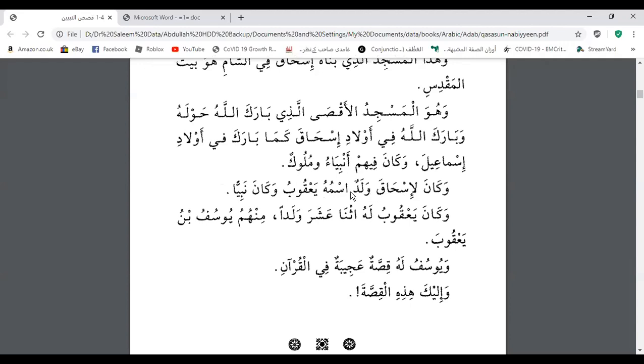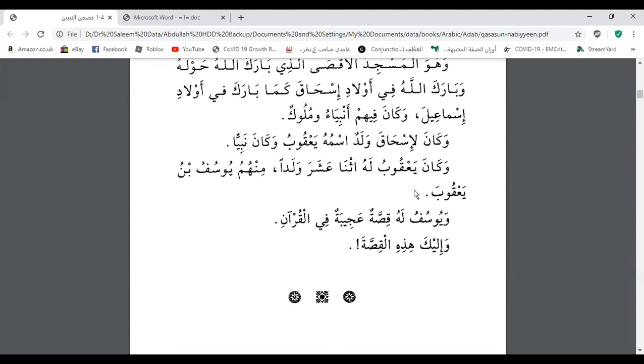Wa kana li Ishaq walad, and for Ishaq alayhi salam was a son. Ismuhu Yaqub, his name was Yaqub. Wa kana nabiyyan, and he was a prophet. Wa kana li Yaqub, and for Yaqub alayhi salam, lahu ithna ashar walad. For him two and ten. Two, ten means 12. 12 sons. Yaqub alayhi salam had 12 sons. Minhum Yusuf ibn Yaqub. From them, from among those 12, was Yusuf ibn Yaqub.